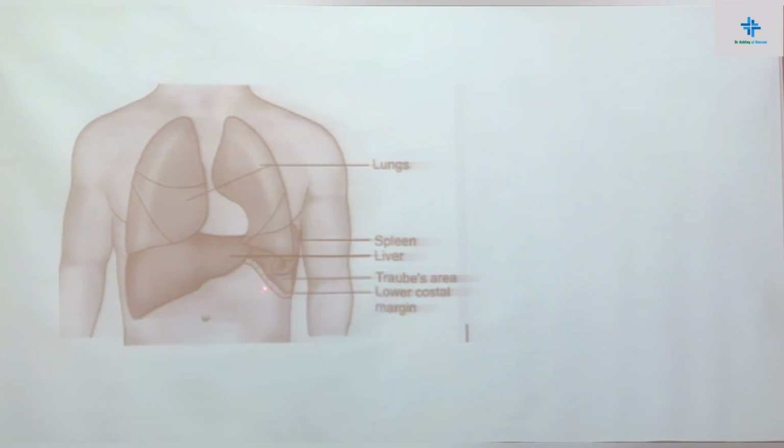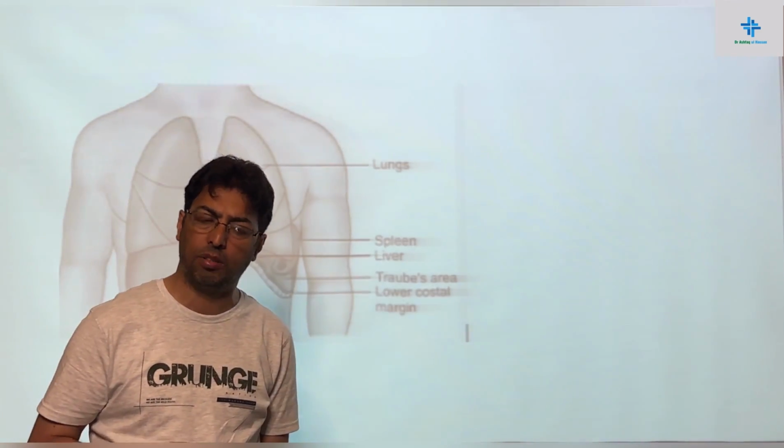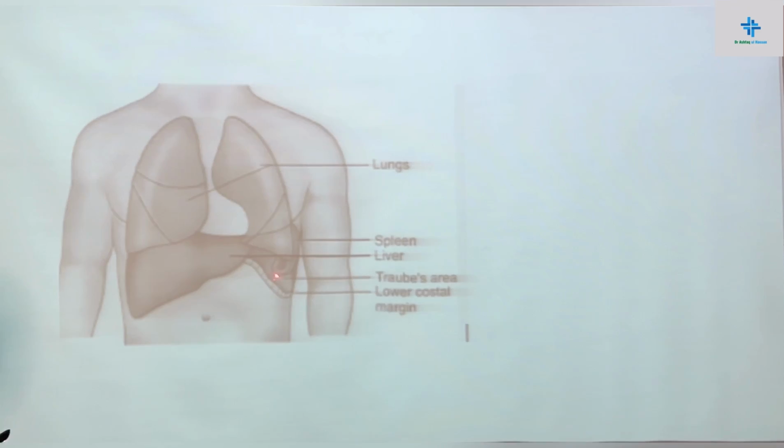This is the left subcostal margin, and this is the inferior margin of the left lung, and this is the anterior border of the spleen, and this area is given the name Traube's area. Why is Traube's area important? Because normally it is resonant, and in case we have got a full stomach, it gets obliterated, and in case there is splenomegaly, this area can obliterate, and in case there is pleural effusion, this area can get obliterated.